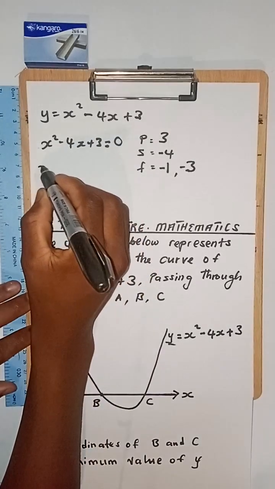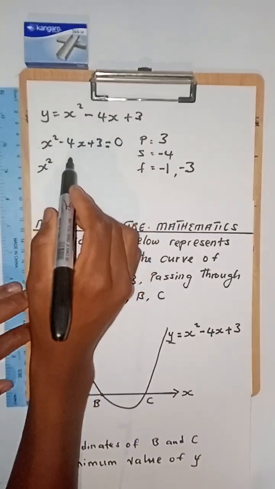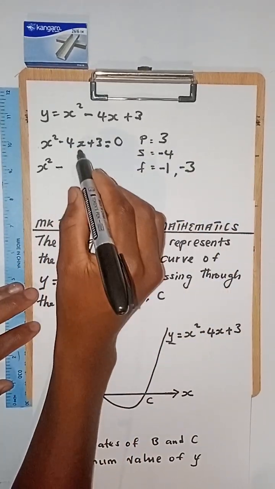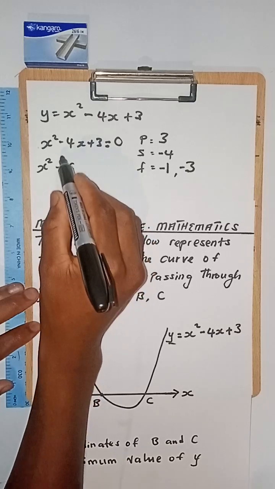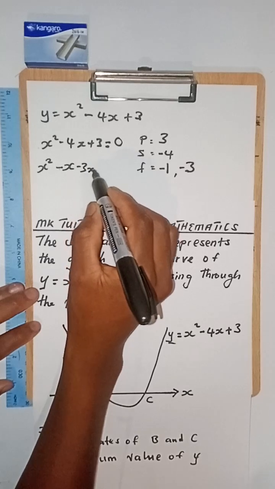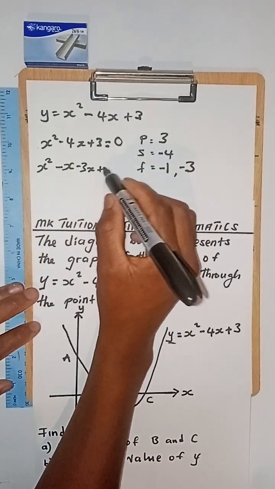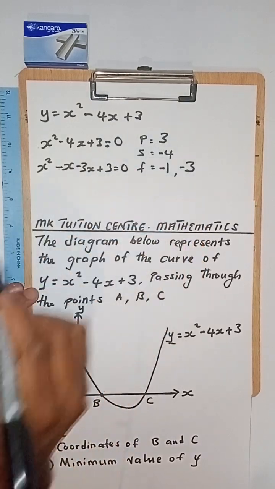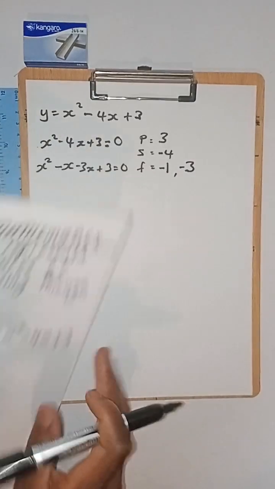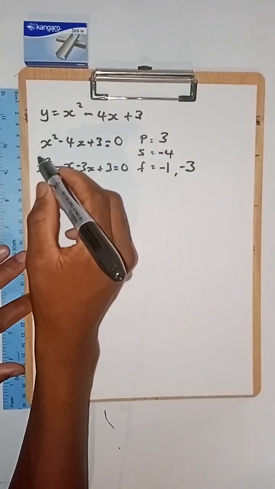Now we're going to say x squared. Where you have the sum, you're going to split it into the factors. You're going to have negative x, we know that we have an invisible 1 there, and then -3x, plus 3, which is equal to 0. When you reach here, we are going to factorize. By now you don't need the question. Let us just simplify this like this.